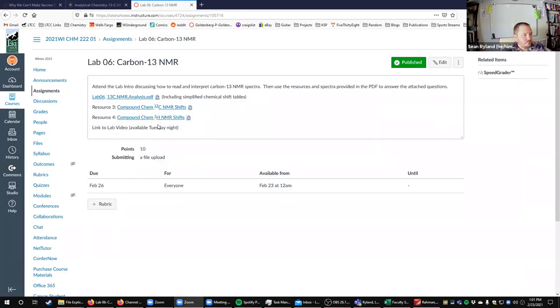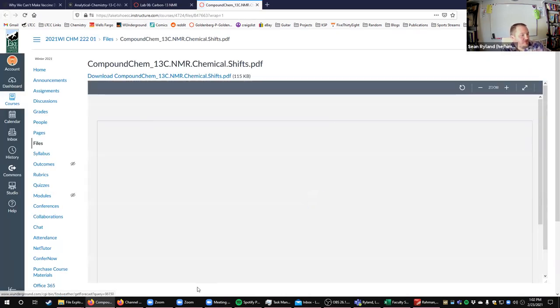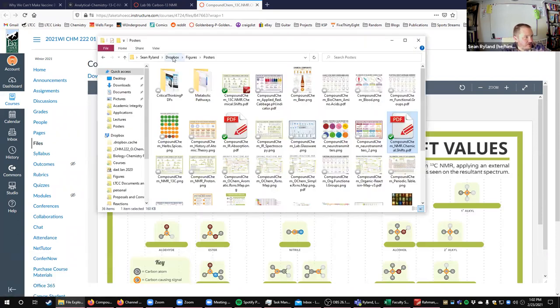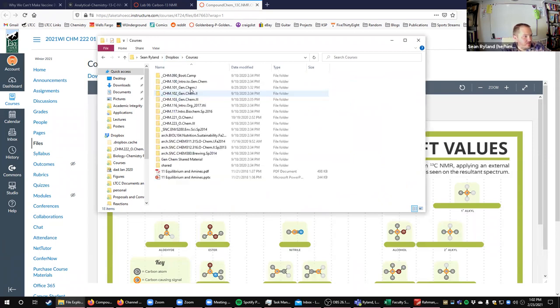I'll give you guys a quick review and overview of how to look at carbon 13 NMR. So we'll start with screen share. All this stuff is posted. I'm actually going to use the compound chemistry carbon 13 chemical shifts to go through this. So actually, let me pull up the original NMR slide so we can review how that all works.